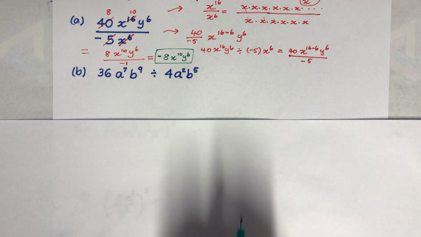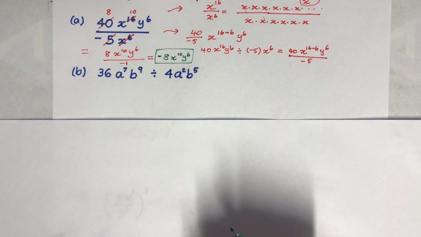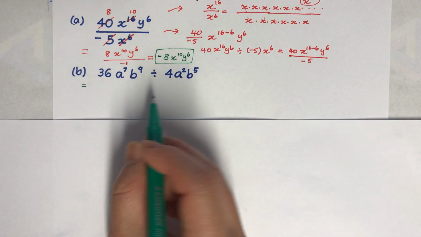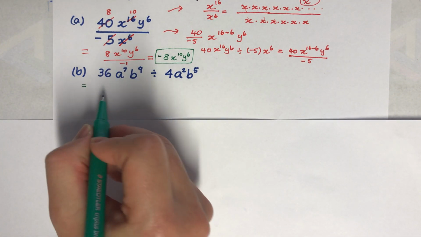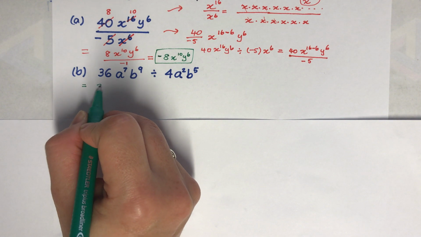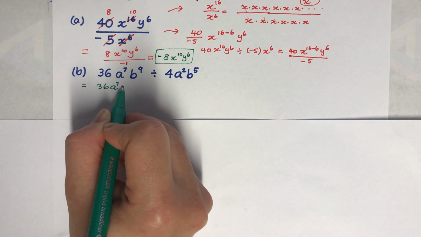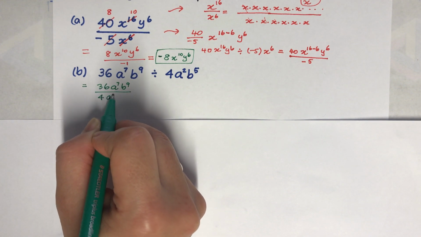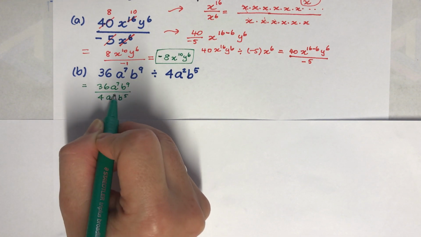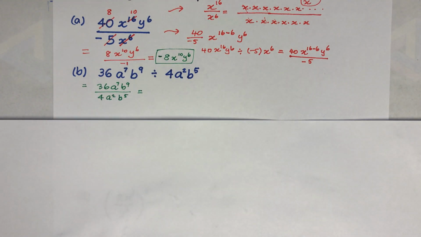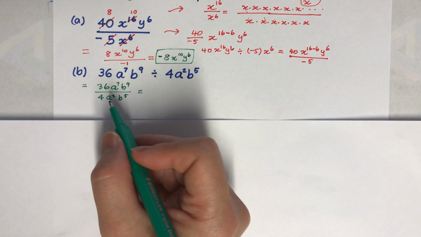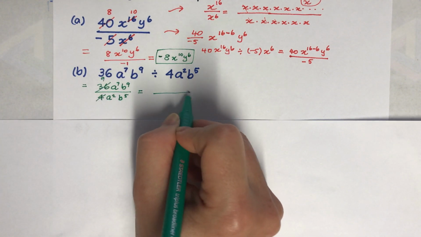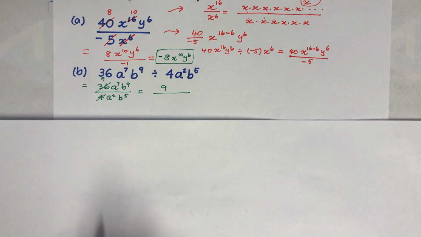36a to the power of 7, b to the power of 9, divided by 4a squared b to the power of 5. Now, I'm going to change that to fraction form, like in part A. So 36a to the power of 7, b to the power of 9, all over 4a squared, b to the power of 5. Okay, so how many 4's go into 36? 9. So I'm going to put 9 there. I've got 9 on the top, and 1, I don't have to write it.